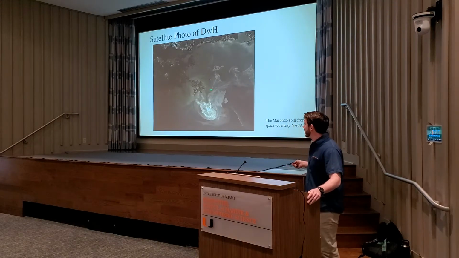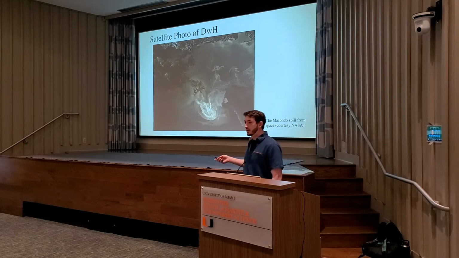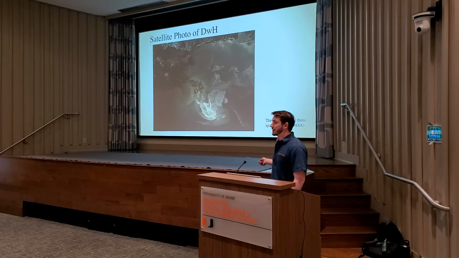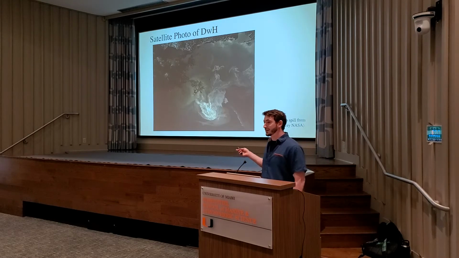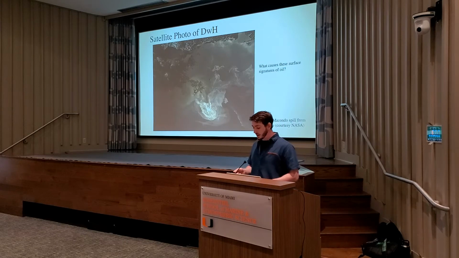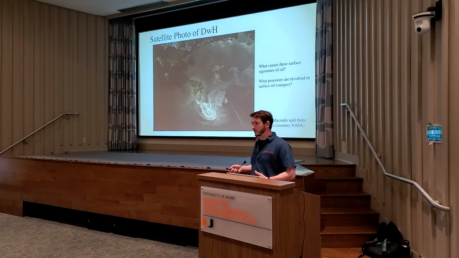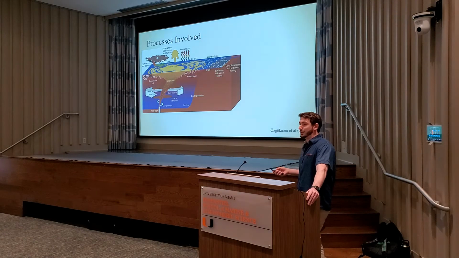So here I pulled a satellite image of the Deepwater Horizon oil spill. And just looking at this image, you can pretty easily tell where the oil is. What you can't easily tell is how it got there and where it's going to go next. So a lot of what I'm going to be trying to answer is what causes these surface signatures of this oil, and what are the processes that govern the movement of this oil on the surface of the ocean. And it turns out there's a lot of processes involved.